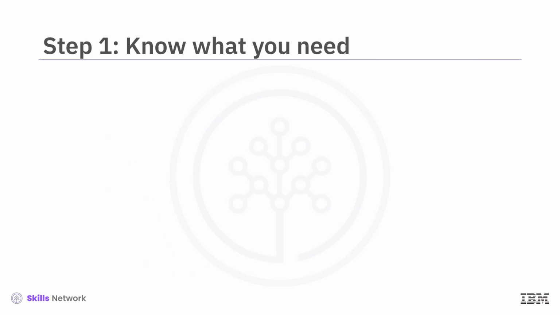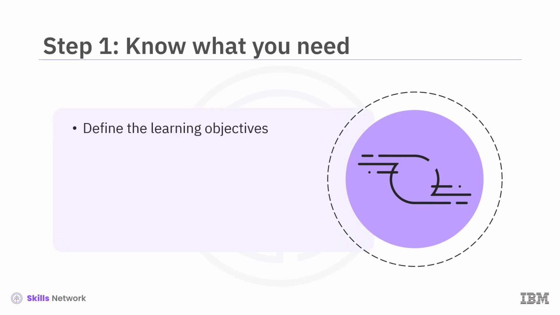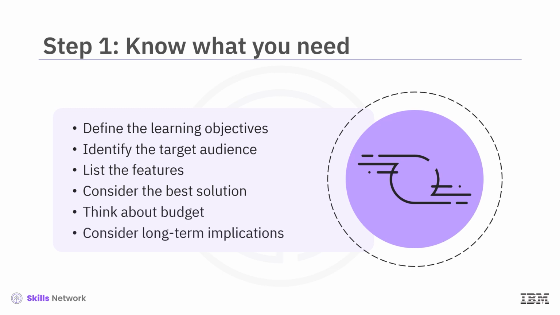In the first step, you must take time to clearly identify and gather your requirements. This will save you significant time and effort by ensuring that your focus is only on the tools that genuinely address your specific challenges and requirements. During this step, you must define the learning objectives or tasks you want to address, identify the target audience and their needs, and then list the required or must-have features. While doing this, you should also consider if AI is the best solution for you, your budget, and long-term implications for your teaching and students.